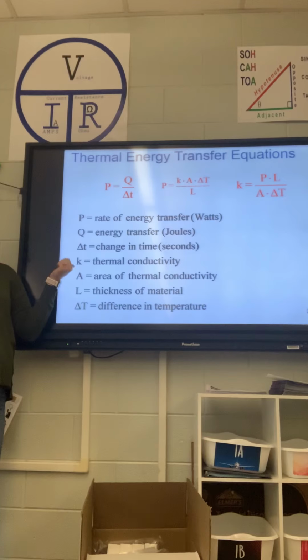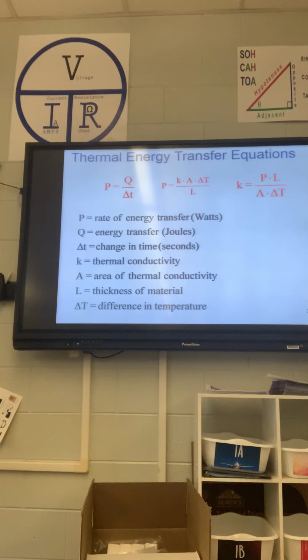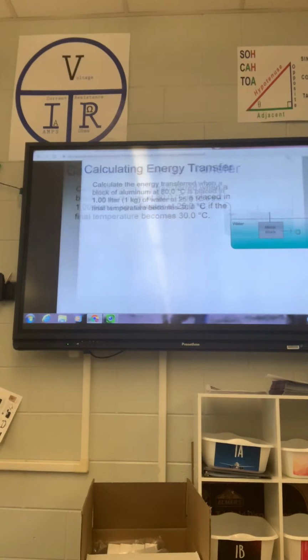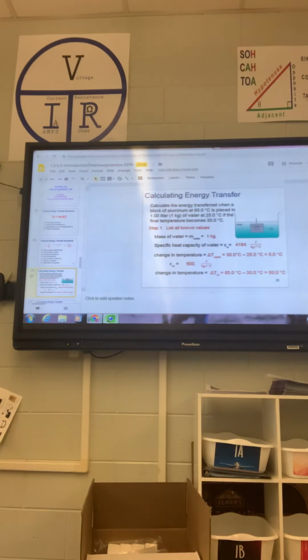K is thermal conductivity. A is the area of what you're talking about. And then L is how thick something is. Good so far? Kinda? All right, we're going to switch now.